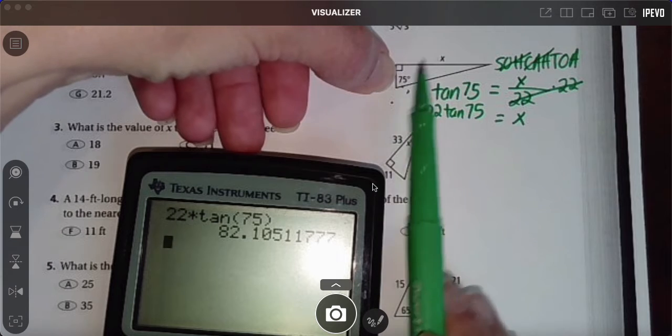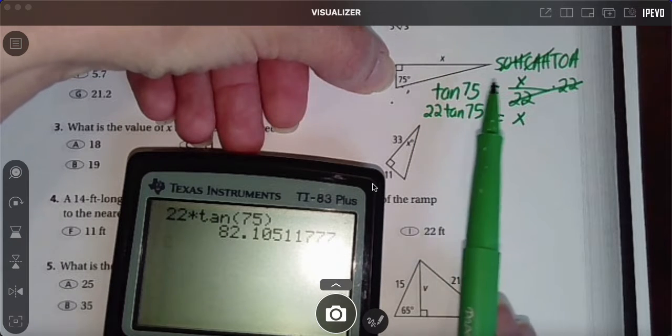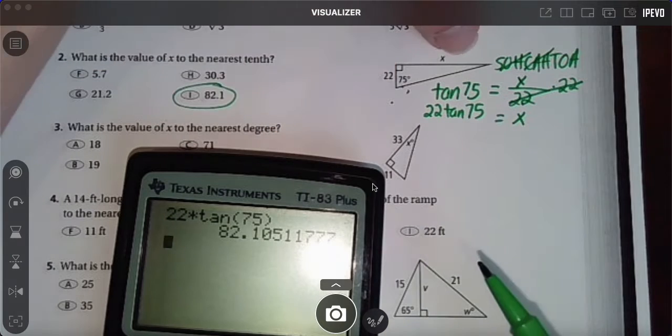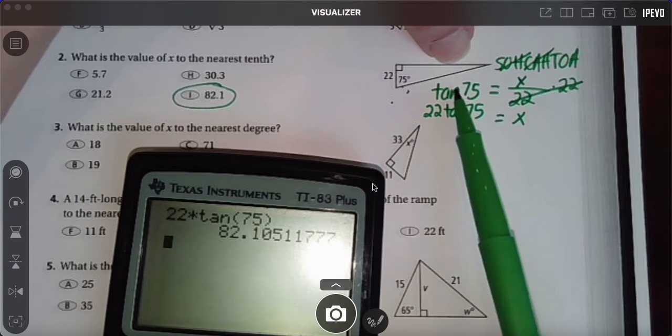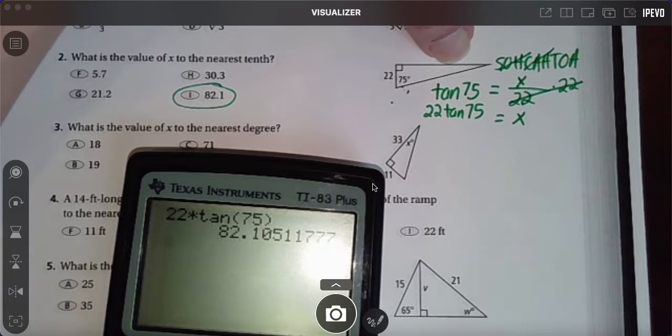Then we would know its opposite and hypotenuse. Which one is opposite and hypotenuse? Sine. What if they had given us this and the hypotenuse? That would be adjacent and hypotenuse, and that would be what? Cosine. You just have to see what they give you, and that tells you what function to use.